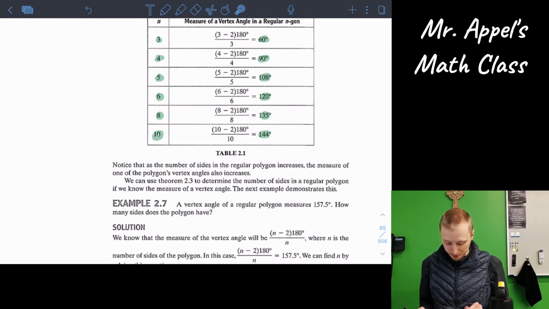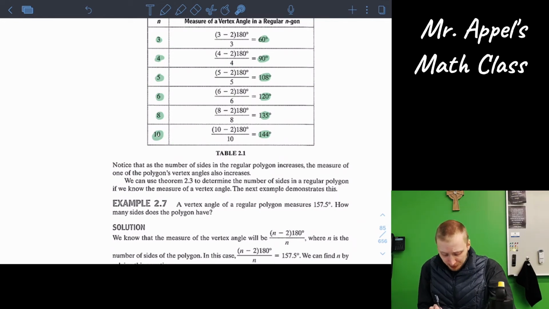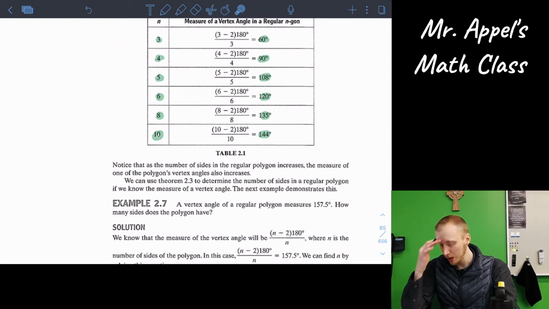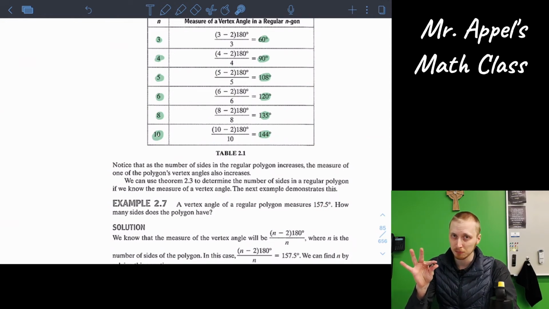These are all increasing. We can use Theorem 2.3 to determine the number of sides in a regular polygon if we know the measure of a vertex angle. The next example demonstrates this. All right, good old working backwards. So, example 2.7: a vertex angle of a regular polygon measures 157.5 degrees. How many sides does the polygon have? Well, just a quick mental check since the table is right here: 157 is more than 144, so we would expect more than 10. Can you agree on that?